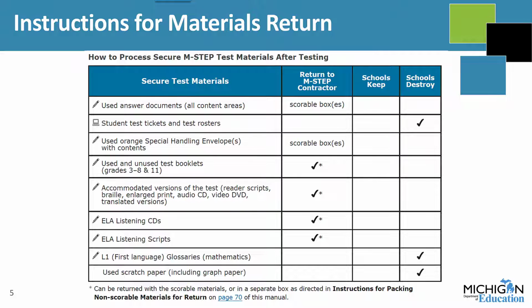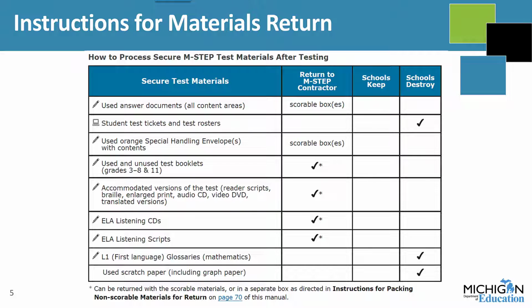So things that have to be returned to the scoring contractor are, of course, the used answer documents, and the special handling envelope if you have anything in the envelope. If you don't, then you can just destroy the special handling envelope. Don't save it because it won't work for next year. Then you've got all the test booklets that were sent to you. Accommodated versions of the test have to be sent back too.